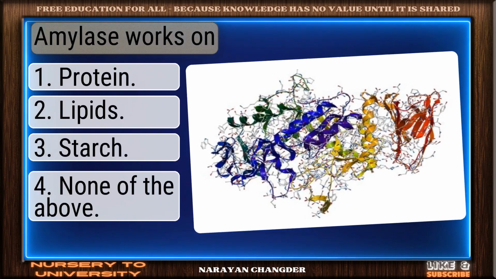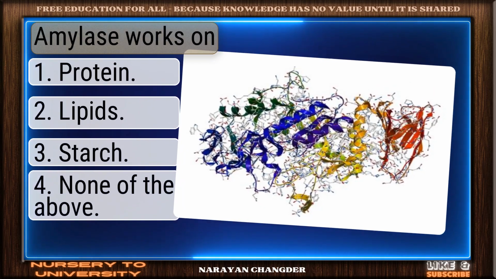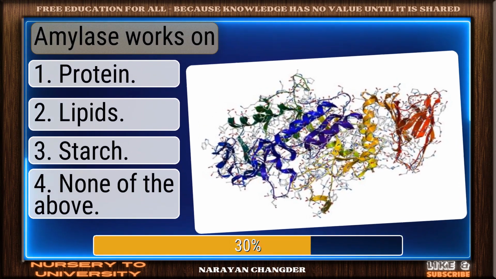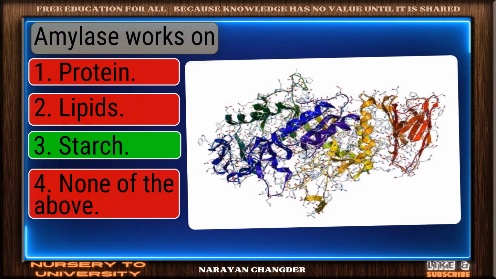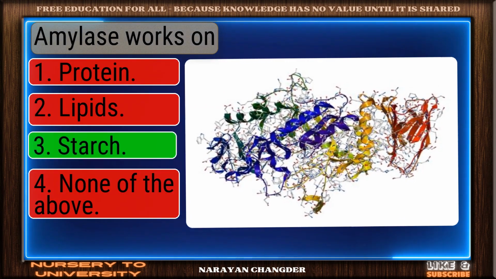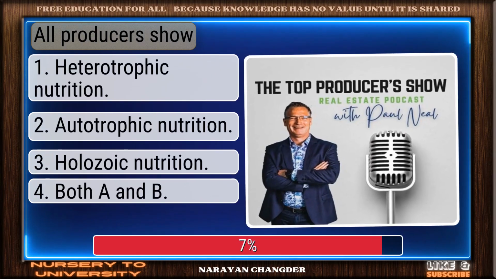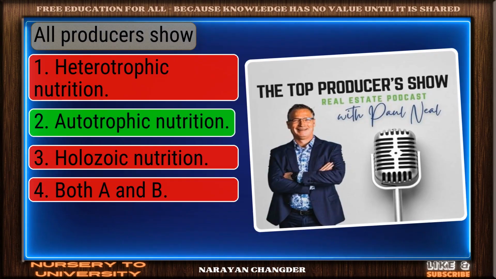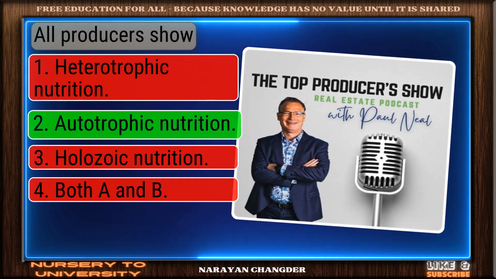Can you solve all these Class 10 Science Chapter 6 Life Processes questions? Amylase works on? Well picked. Starch is correct. All producers show? Nice selection. Autotrophic nutrition is correct.